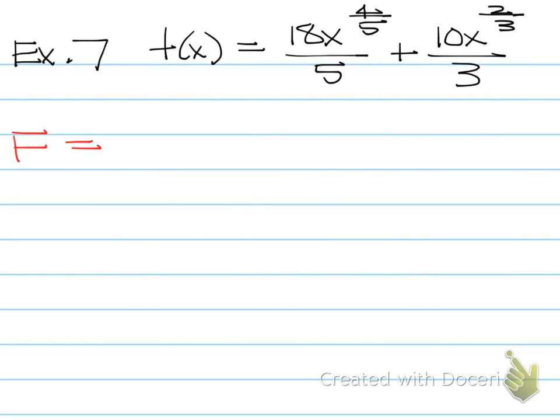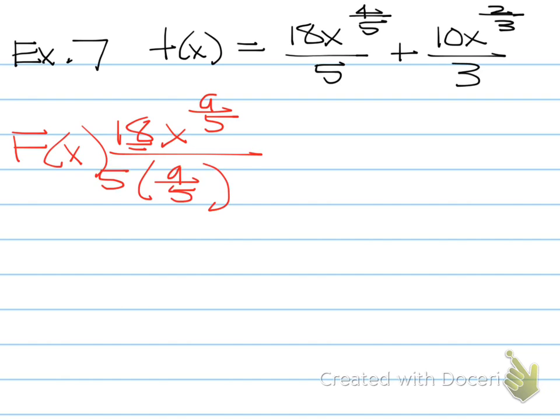And lastly, let's correct this. All right, so we want to, again, increase the exponent by 1. 4 over 5 plus 1, or plus 5 over 5, is 9 over 5. Divide that term by that 9 over 5. We already have the 5 in the denominator.